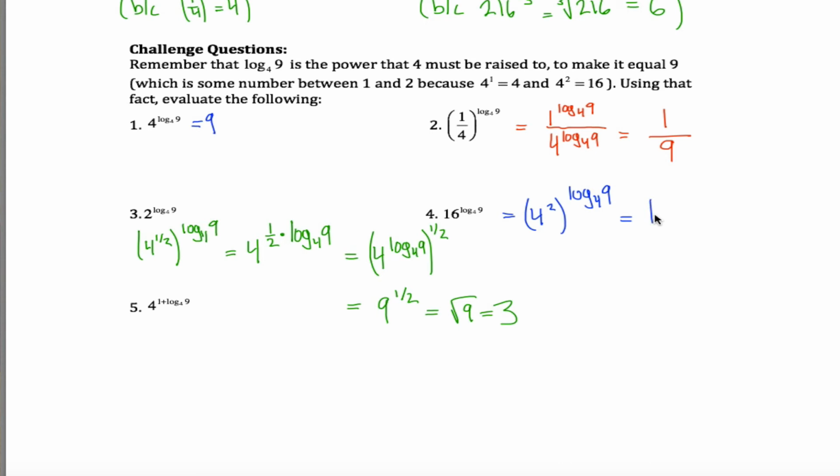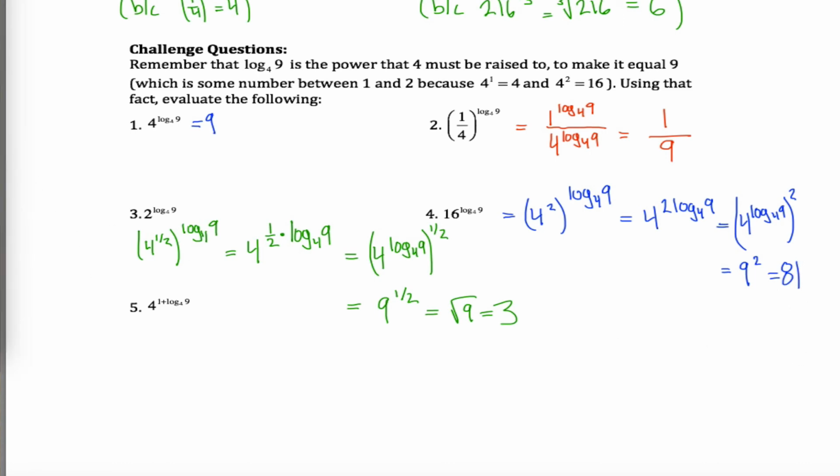And so I can say that is 4 raised up to 2 times log base 4 of 9, which I can say is 4 raised up to the log base 4 of 9, squared. And I know from part 1 that 4 to the log base 4 of 9 is just 9, so this is 9 squared, which is 81.